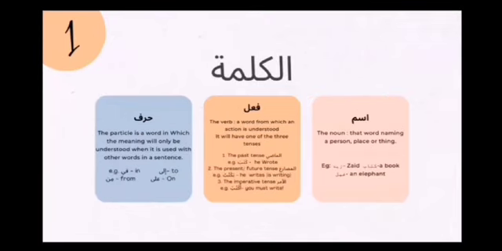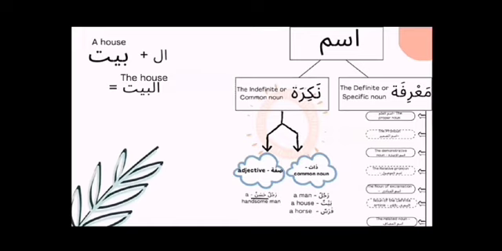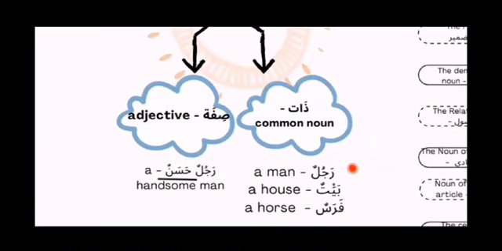Under ism, the first division: ism is divided into two. Ma'rifa, the definite or the specific noun; nakira, the indefinite or common noun. As you can see here, the common noun, nakira, is divided into two: ism dhat, the common noun, and ism sifa, the adjective.